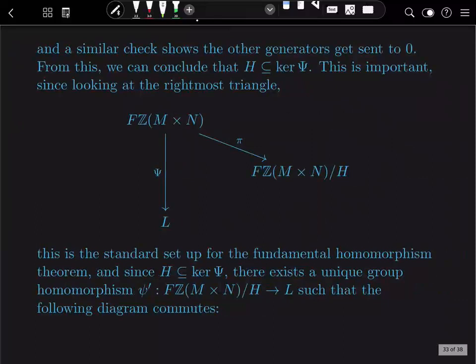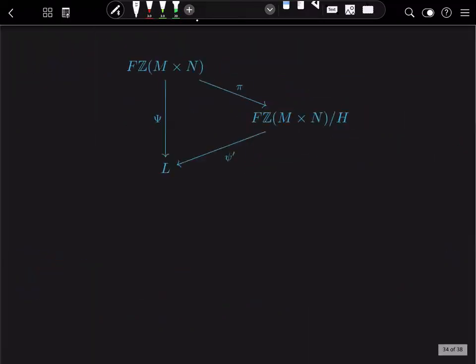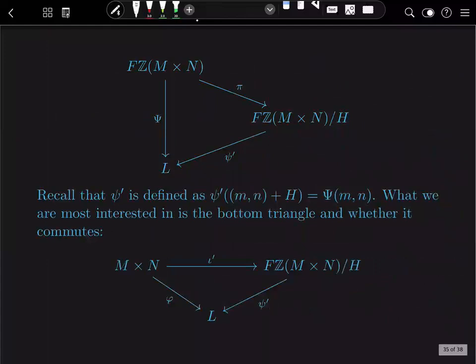we know that since H is a subset of the kernel, we have a standard setup for the fundamental homomorphism theorem. So there exists a unique homomorphism, psi prime, from this quotient to L, such that the following diagram commutes. This is just the standard setup of the fundamental theorem of homomorphisms, and we define psi prime, which takes an element of our quotient and sends it to psi of m comma n.